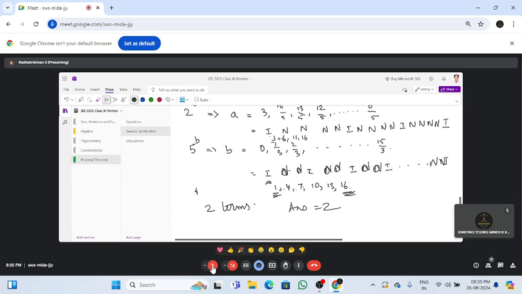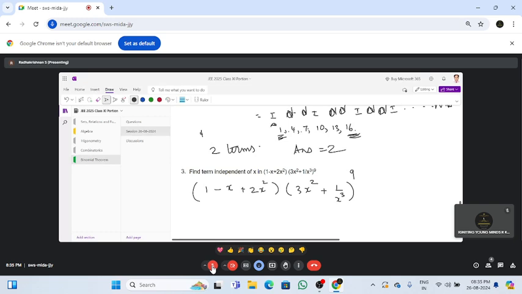Find the term independent of x in this expansion, 1 minus x plus 2x square. Can you try this, Tony? Okay, I'll give you a clue.